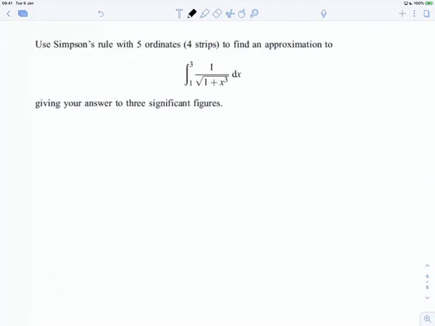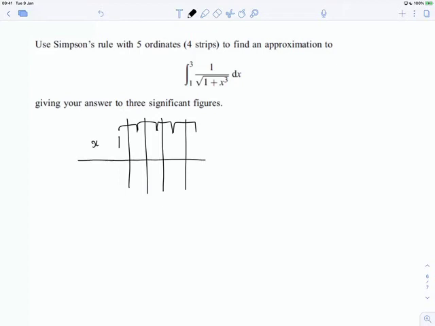Use Simpson's rule with 5 ordinates or 4 strips to find an approximation of that. Okay, same deal. So x goes to 3, and I have 1 strip, 2 strips, 3 strips, 4 strips. So my table is going to look like this, where I'll call this f of x, and this last one's 3. So that's going to be 2, that's going to be 1.5, and this is going to be 2.5, and h appears to be 0.5.